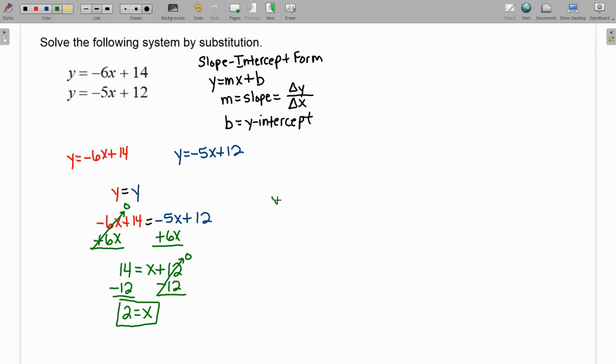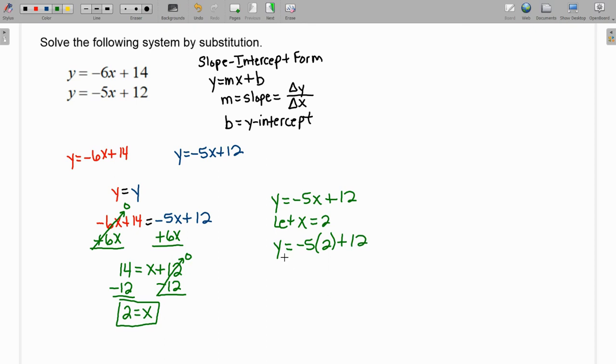So I'm going to start off with the equation saying y equals negative 5x plus 12. What I'm going to do is I'm going to let x equal what I found it to be down here, which is going to be 2. Now, from here, I'm going to replace this x in this equation with 2. So that's going to give me y equals negative 5 times 2 plus 12.